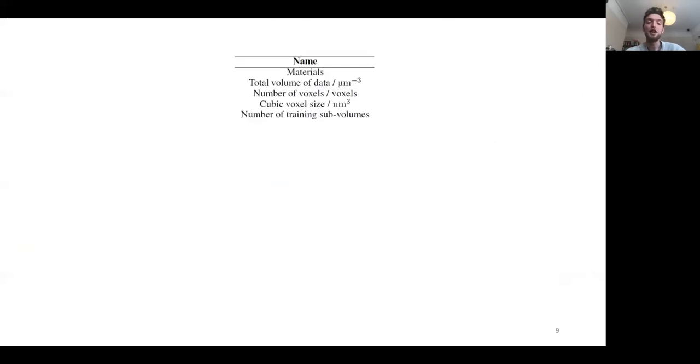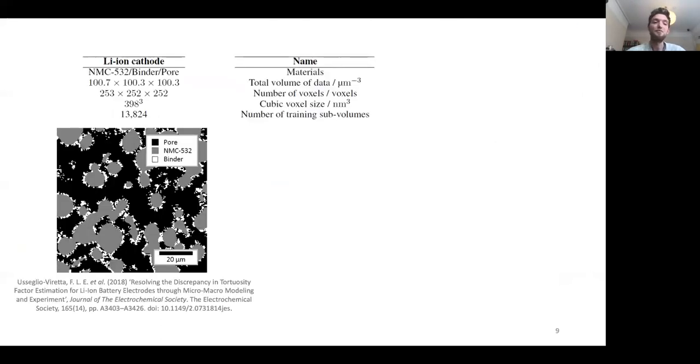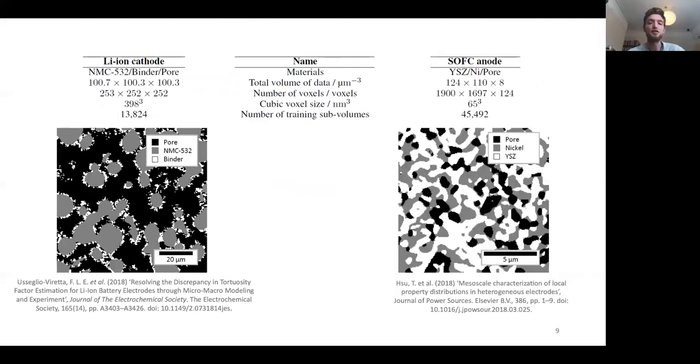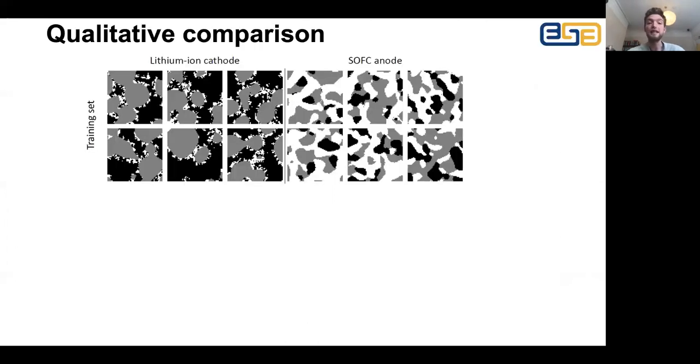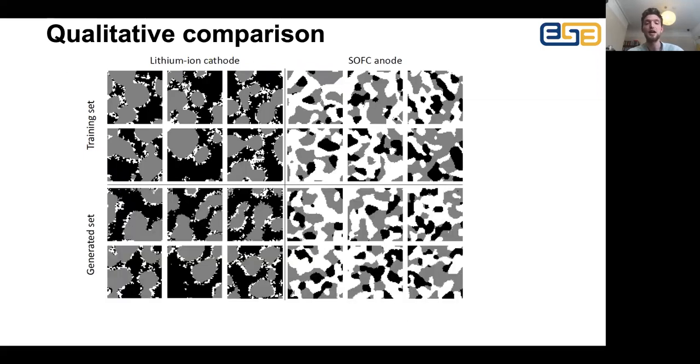Some examples of what we've applied this to: we've got the lithium-ion cathode, and an SOFC anode. This is all open source data. We took training set examples. You take that 3D training set and you take small crops, and those are your training data for your real samples. Then we train this generator, and eventually you get this generated set of images, which are visually indistinguishable. You can see the top and the bottom have very similar features to the eye.